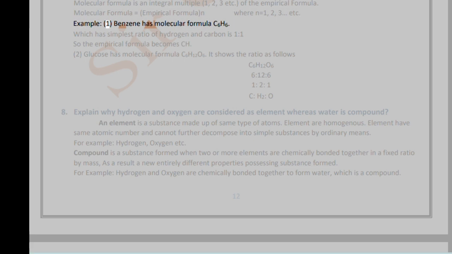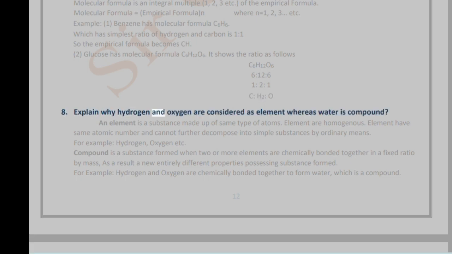Example 1. Benzene has molecular formula C6H6, which has simplest ratio of hydrogen and carbon as 1:1, so the empirical formula becomes CH. Example 2. Glucose has molecular formula C6H12O6. It shows the ratio 6:12:6, which is 1:2:1, so the empirical formula is CH2O.